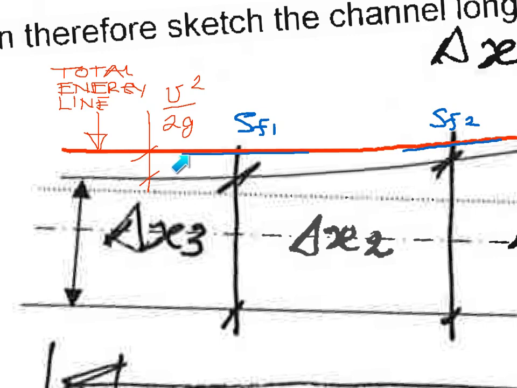If we were to try and estimate the slope, or more specifically the slope of the tangent to this total energy line at a given section, that would be SF. So we will get a series of SFs at each section. They'll all be slightly different. And the SF bar is the average of these two adjacent sections. So it's the average slope of the total energy line between a given pair of sections.